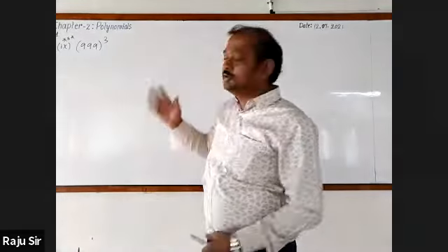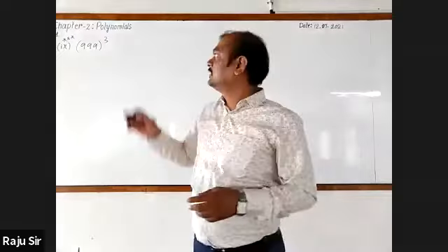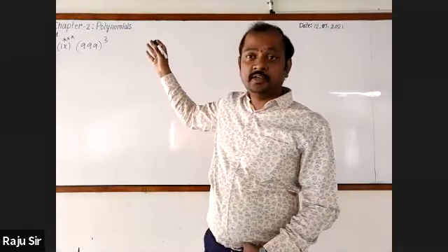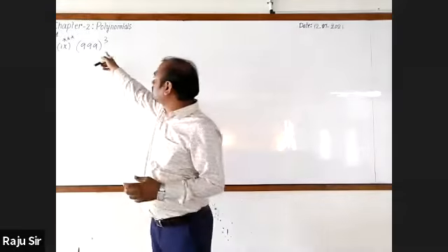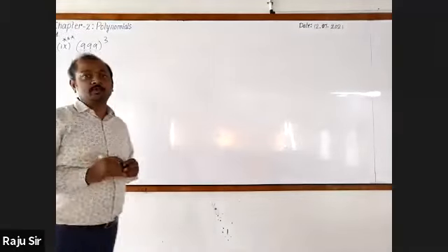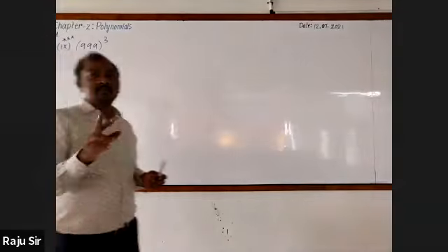It can be written in 2 different forms: as 990 plus 9 whole cube, or 1000 minus 1 whole cube. Which of these two will be easier?